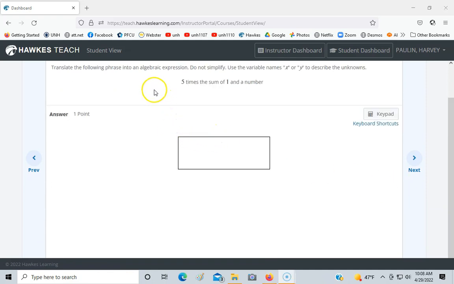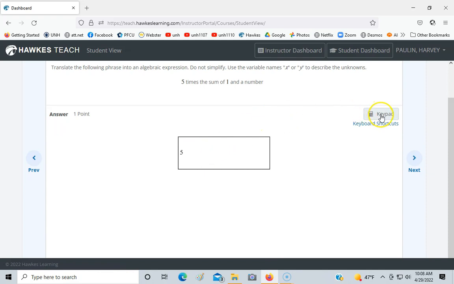Now in this one, this is from chapter 1. They want you to use X and Y for the unknowns. So 5 times the sum of a 1 and a number. So again, thinking of this is going to be 5.